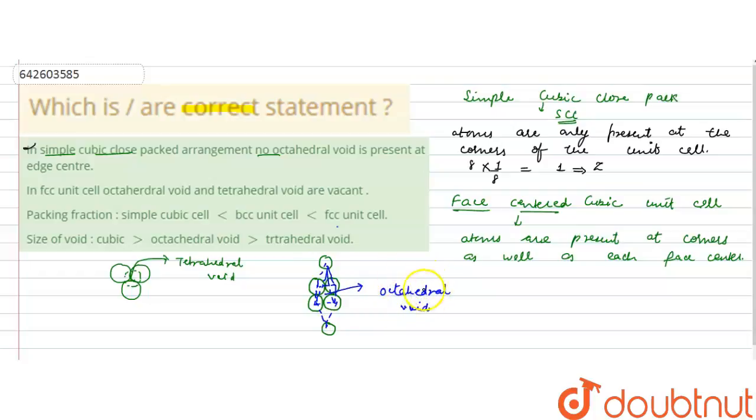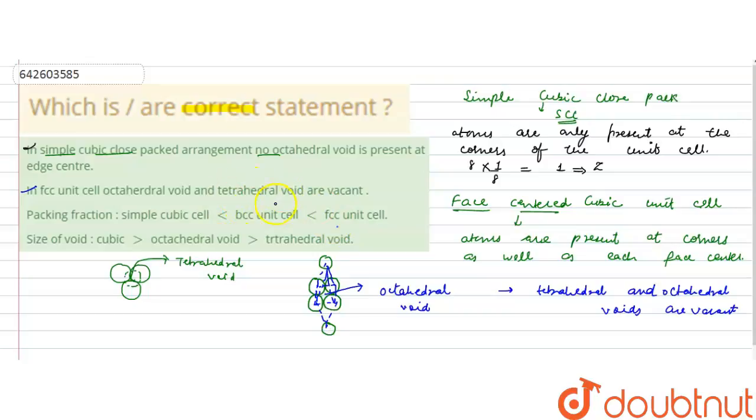So tetrahedral and octahedral voids are present in face centered, but they are vacant because atoms are only present at corners and at face centers. So the tetrahedral and octahedral voids are vacant. So this is also correct statement. Third is packing fraction is simple cubic unit cell greater than BCC than FCC.